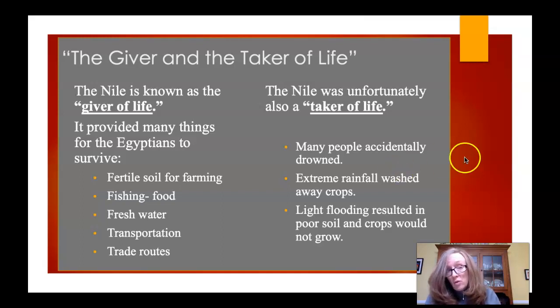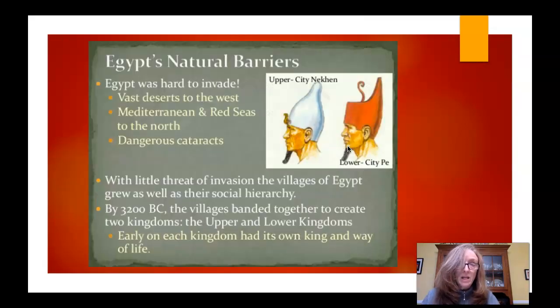And it's also known as the taker of life because people accidentally drowned during the flooding. Extreme rainfall could wash the crops away. If there was very light flooding, the soil wouldn't be replenished and then the crops wouldn't grow. So the Nile River to the ancient Egyptians was known as both the giver and the taker of life. And this is a very important concept. Make sure you understand this because it's bound to be on an assessment later on.